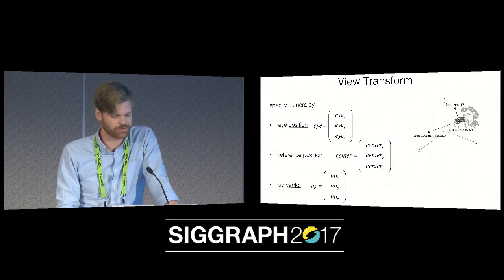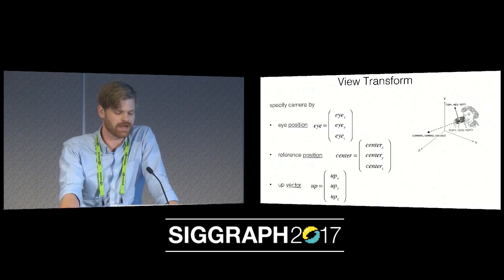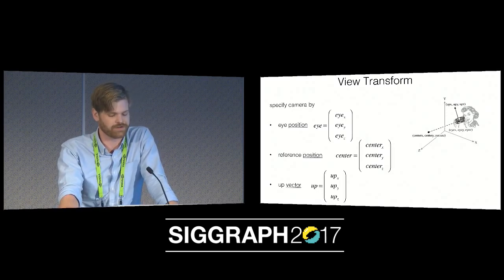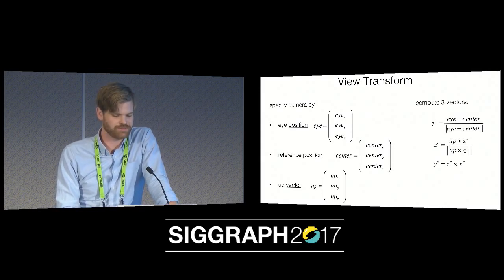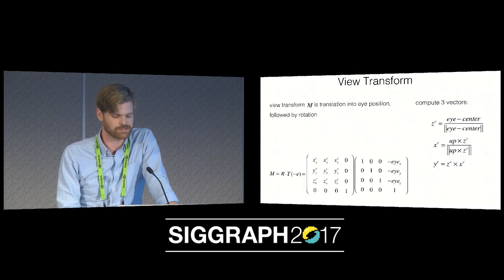The reference position, or the center vector here, defines the point to which we want the camera to look towards. So essentially the camera looks along the vector defined by the difference of the center and the eye vectors here. And the up vector defines the up vector of the camera. Using these three vectors, we can define three bases via some cross products that allow us to create the rotation matrix that the view transform is composed of, as well as the translation matrix.